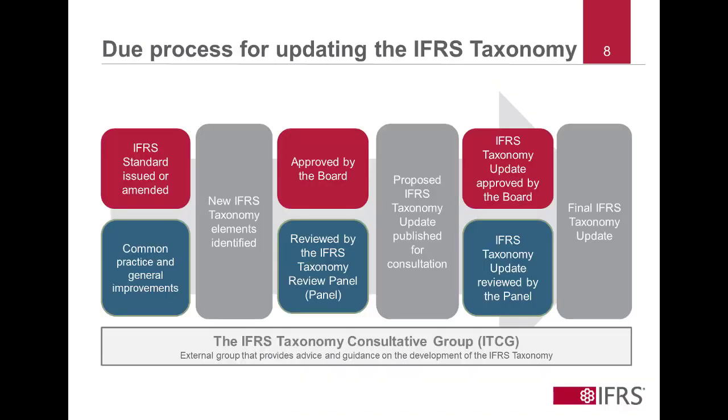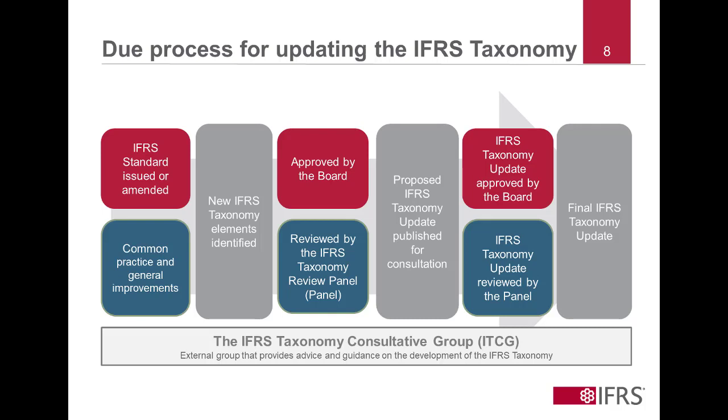The IFRS Foundation's Due Process Handbook establishes the process for developing the taxonomy. The process starts once possible changes to the taxonomy have been identified. This can occur in one of three ways. The first is when the board issues or amends IFRS standards. The second is when the IFRS taxonomy team identifies new elements as a result of a review of common reporting practice. The third is through the identification of general improvements to the IFRS taxonomy. General improvements usually result from stakeholder feedback.